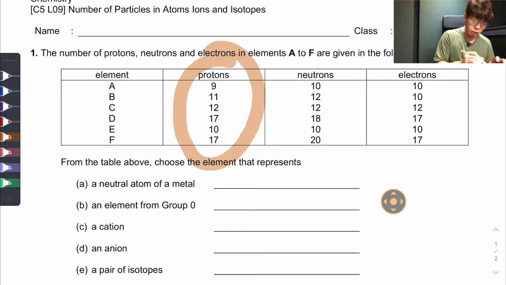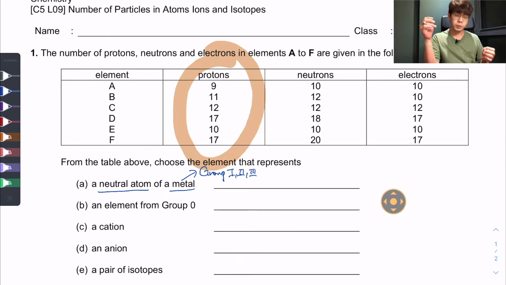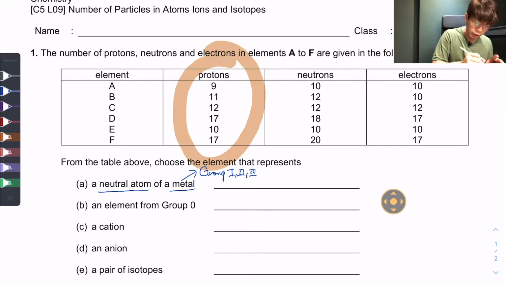The first one is a neutral atom of a metal. A metal belongs to either group 1, 2 or 3 in your periodic table. When it's from group 1, 2 or 3, that means the number of valence electrons has to be either 1, 2 or 3. Next, it has to be a neutral atom. Neutral atom means that the number of protons must be equal to the number of electrons.